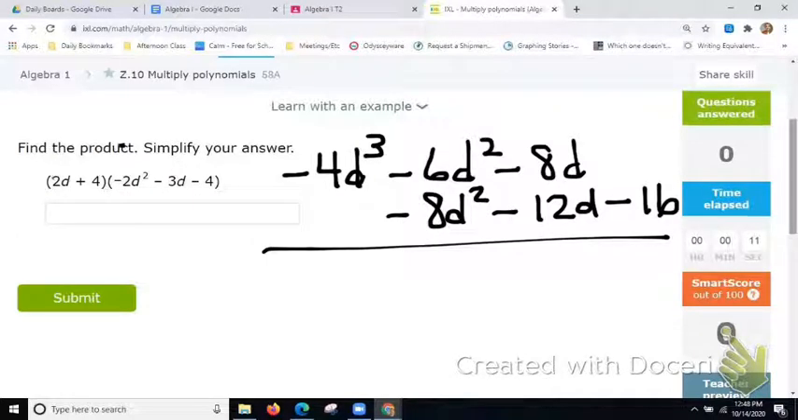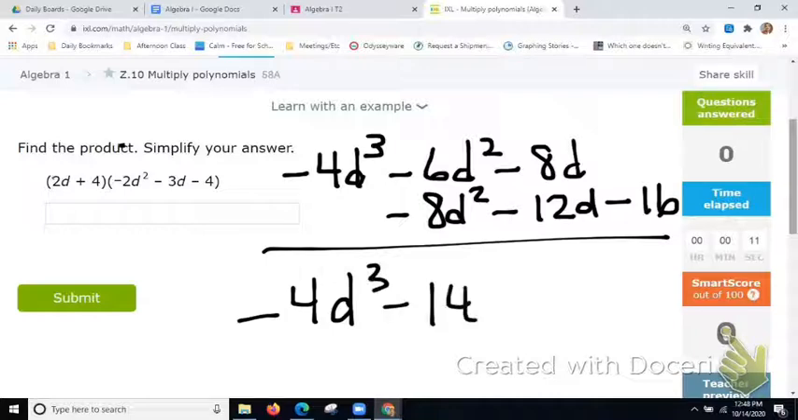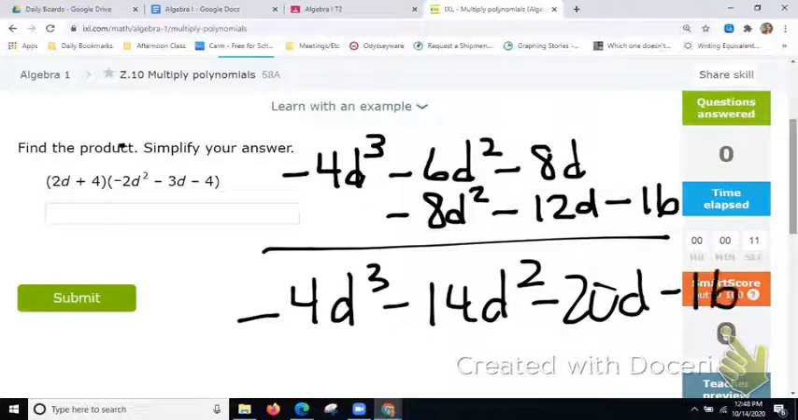And then we're going to combine those like terms, and that's what we'll be entering in our answer. So I would not advise that you just try to do this in your head. I would advise that you write things down on paper. So negative 4d cubed minus 14d squared minus 20d minus 16. Notice that the exponents do not change on the combine like terms step. Exponents change when we're multiplying. Exponents change when we divide. Exponents do not change when we're adding or subtracting, which is what we're doing at the end when we combine like terms.